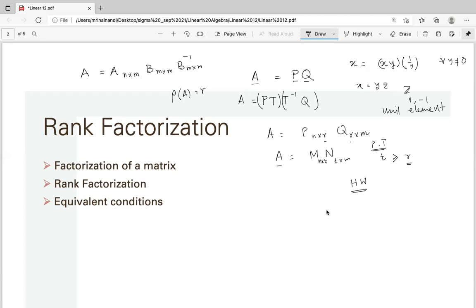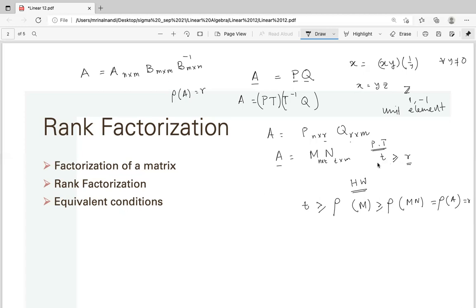Why is it true? Because T is greater than or equal to rank of M. T is the number of columns, so that must be greater than or equal to rank of M, and rank of MN is R. It is easy. So it is clear.